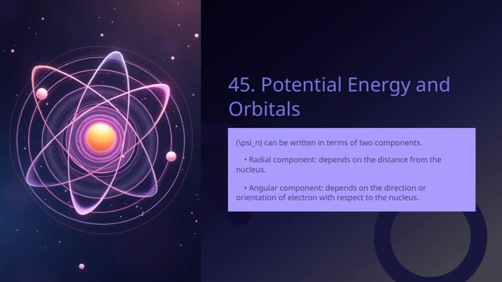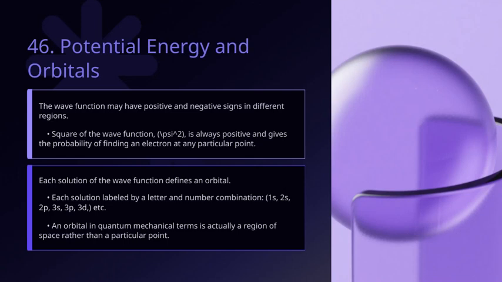By understanding these components, we're gaining insight into the fundamental nature of how electrons are distributed around the nucleus, which ties back to the overall theme of potential energy and orbital structure in atoms. An orbital in quantum mechanical terms is actually a region of space rather than a specific point. This means that instead of thinking about electrons occupying fixed spots, we think of them as existing within these regions where there's a high probability of finding them.